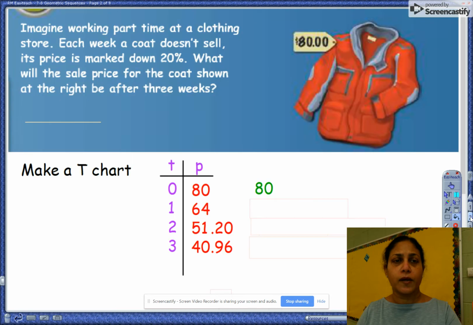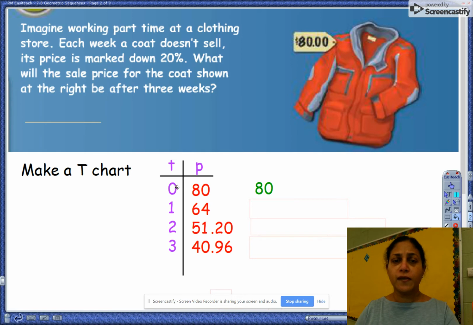Let's say there is a jacket that has a price of $80, but each week the coat doesn't sell, its price is marked down 20%. That means it's really selling at only 80% of its price. What will happen after 3 weeks?